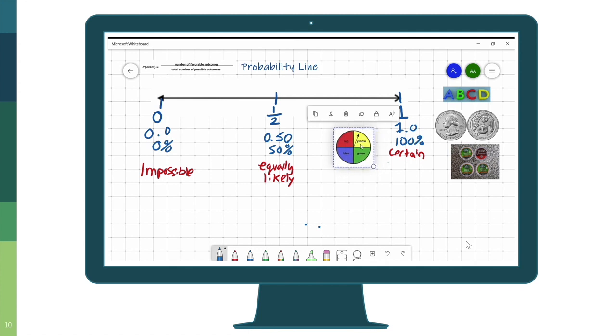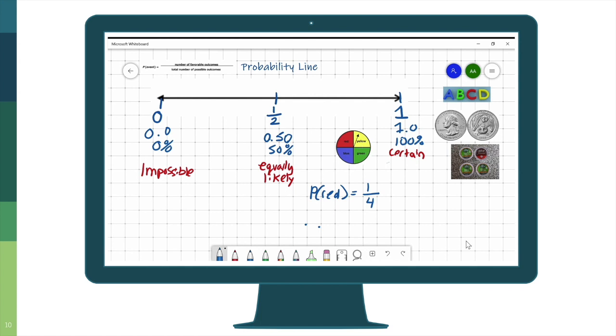And say I wanted to know what's the probability that we would land on a red section if we spun the spinner 1 time. So let's go ahead and write our notation, probability of landing on a red. And I bet you probably already have it figured out. How many reds are there on our spinner? There's 1 red. Out of how many total possible outcomes? 1, 2, 3, 4. 4 total possible outcomes. So the probability of landing on a red on our spinner is 1/4.